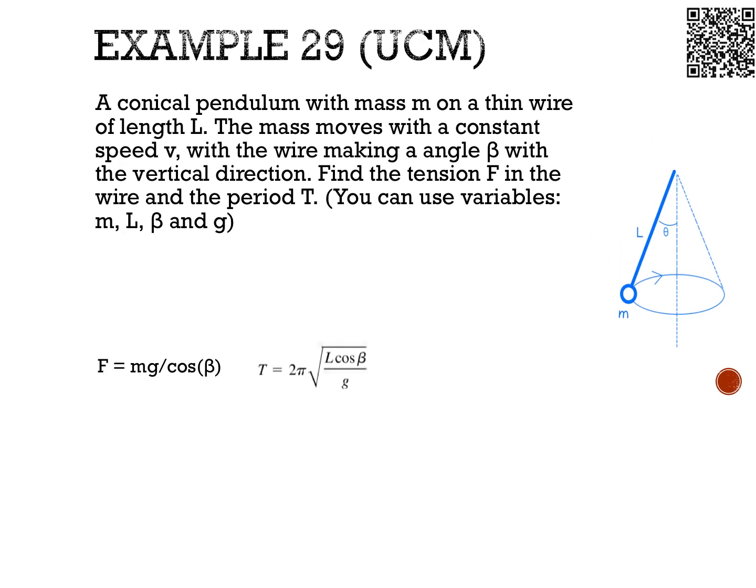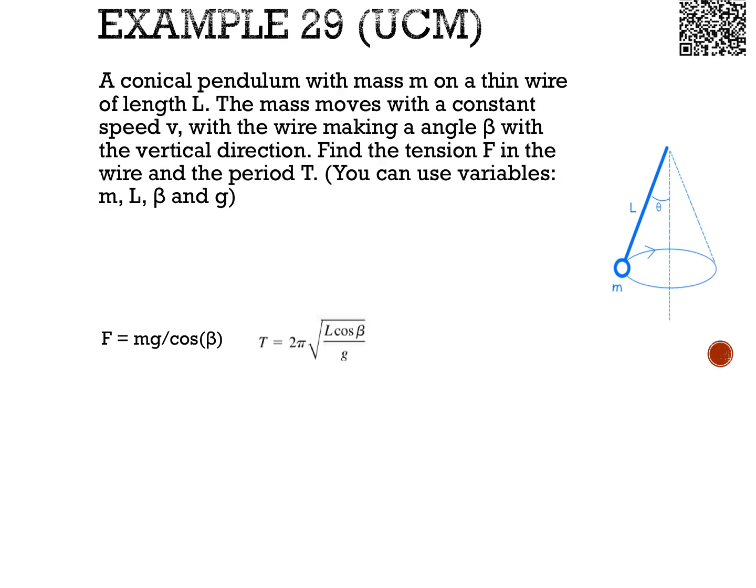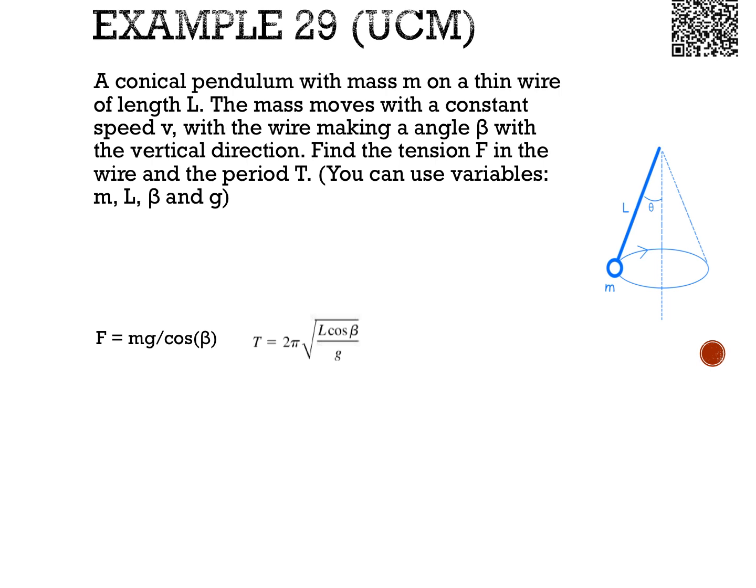So how do we get this? All right, it says conical pendulum with a thin wire of length L moves with a constant speed V. Wire making an angle beta with the vertical direction. Well, it looks like a theta in my picture, so this should be a beta. Find the tension F in the wire and the period T.